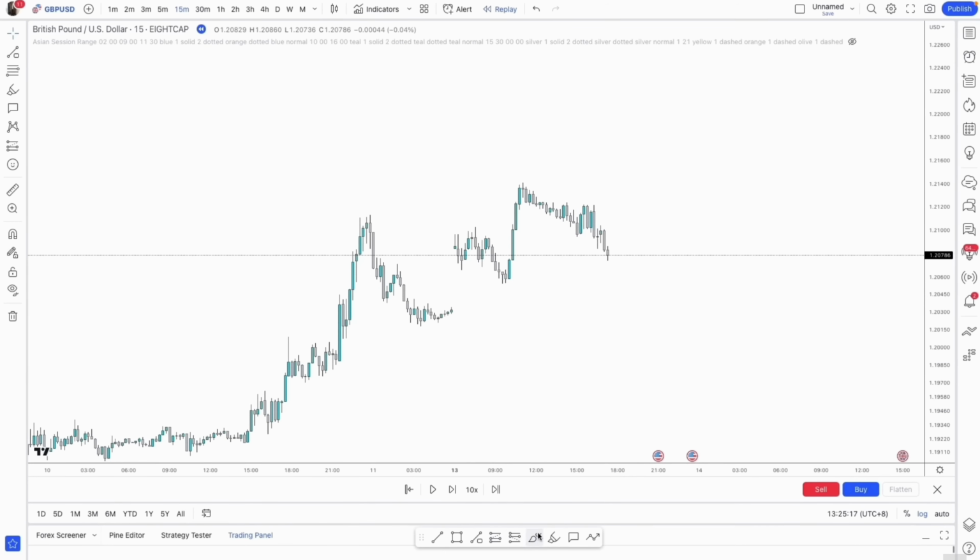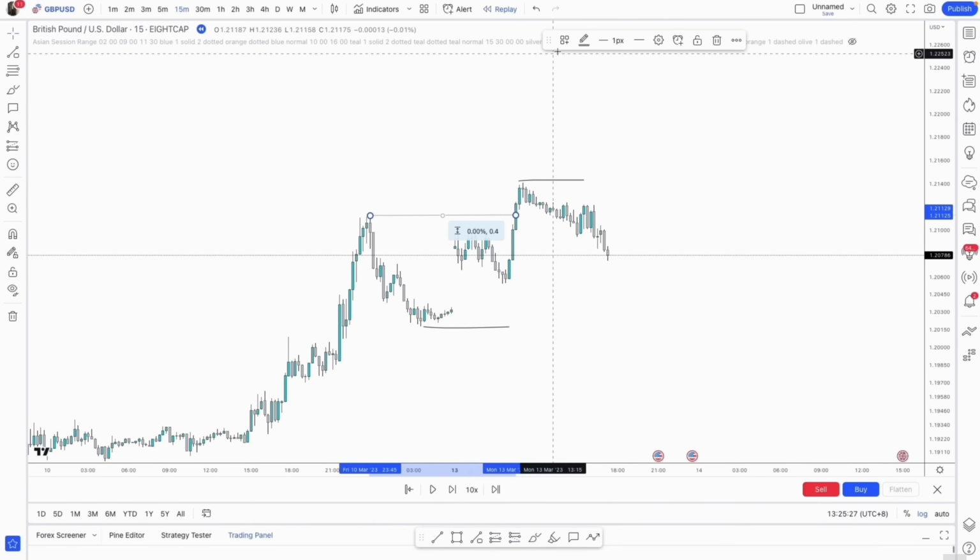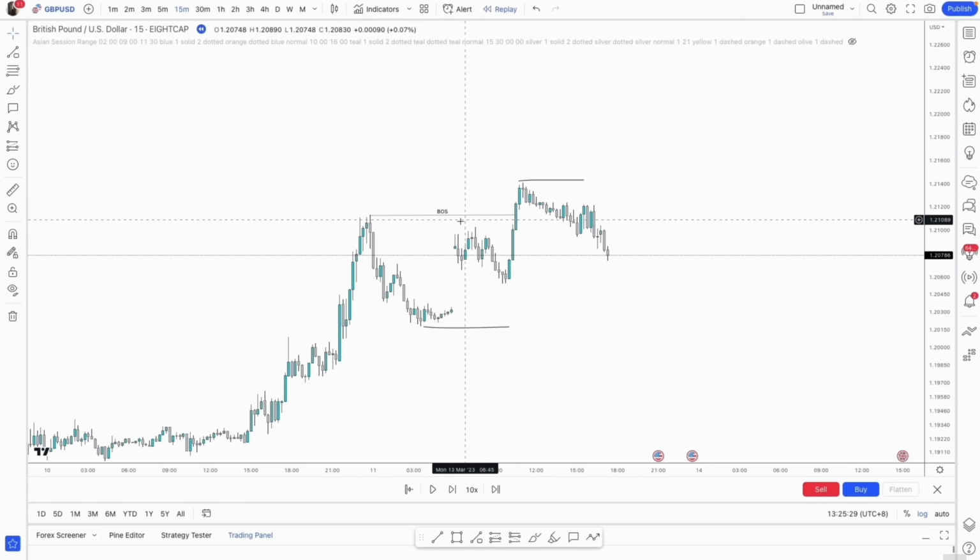So very simply put, just take the most recent high and the most recent low, and that is the range, right? Mark up the previous high if it's bullish or the low if it's bearish. In this situation, we are bullish. So that right there is our break of structure to the upside.